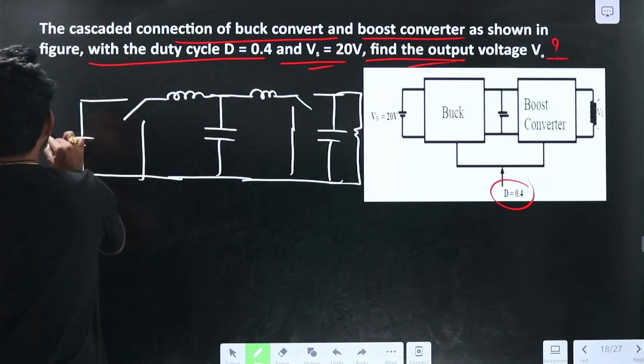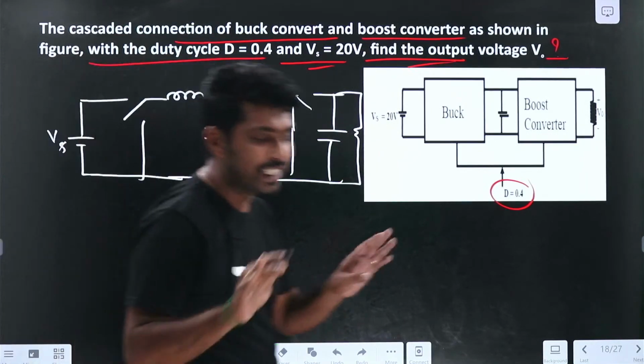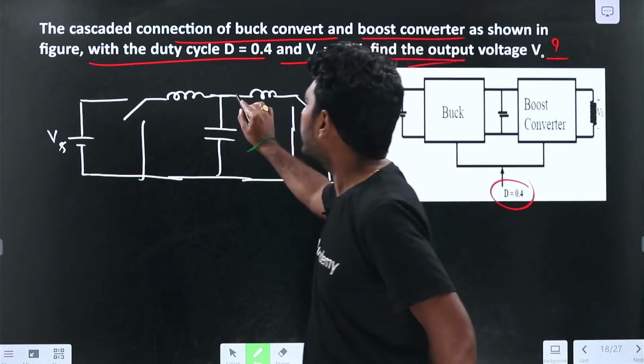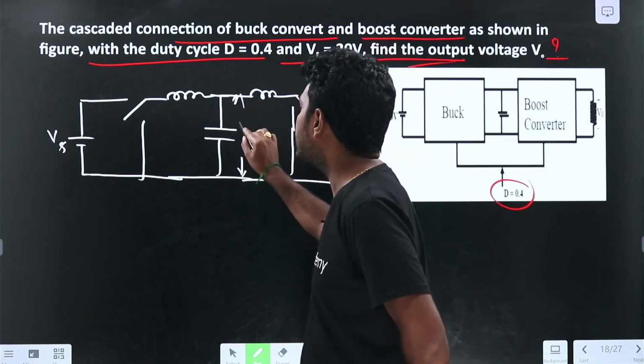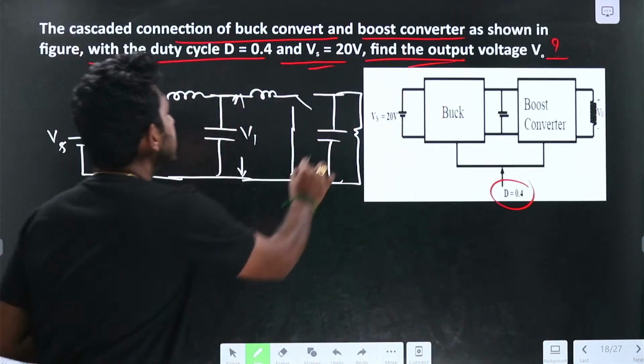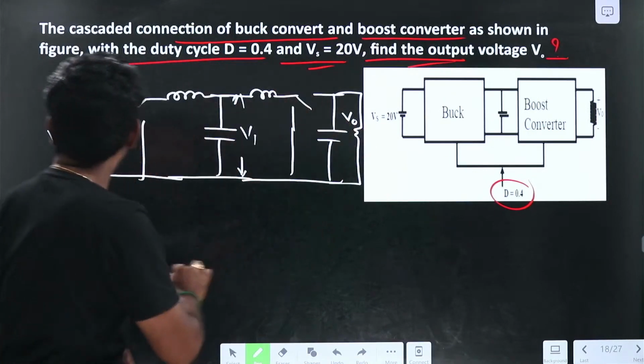Right? So this is the circuit they have given. They are connected in the cascaded connection. Let me assume this voltage as V1. Let me assume this voltage is V0 and this is Vs.